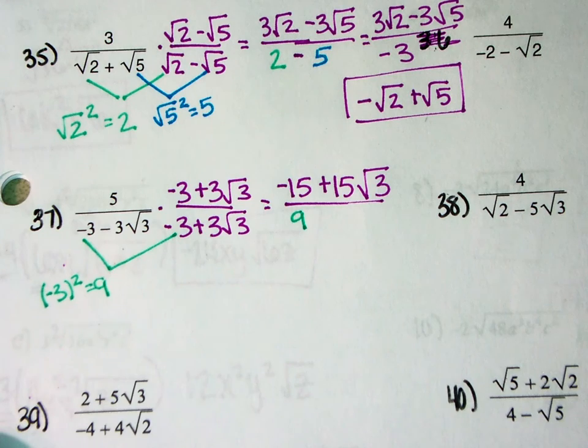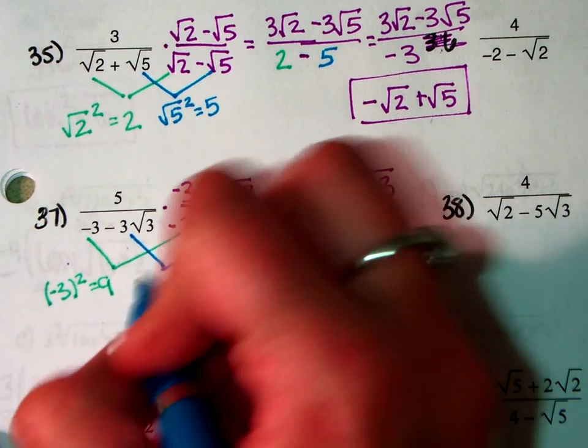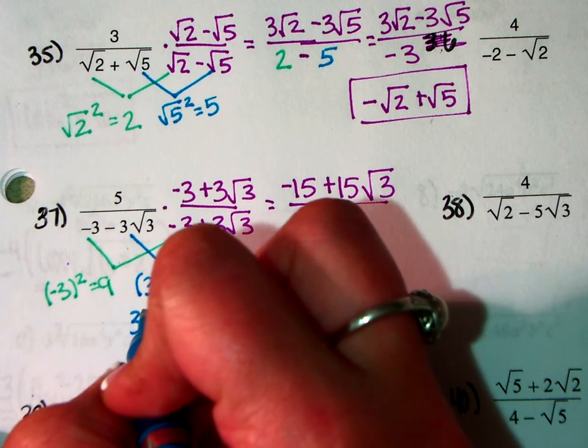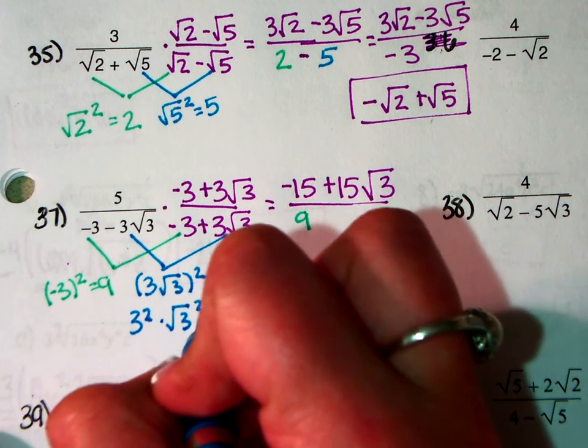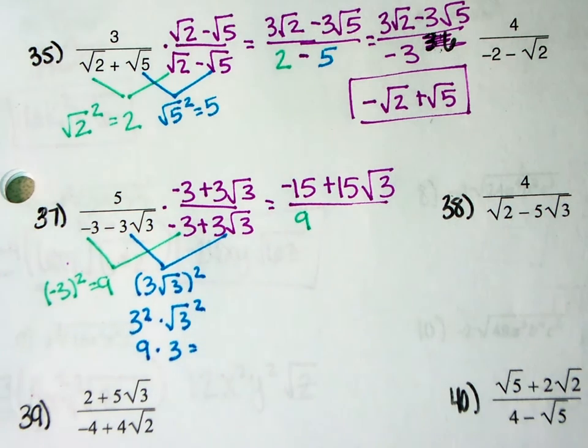Where it gets a little tricky is the value in front of the square root here, but the math is the same. So it's still 3 square roots of 3 squared. This becomes 3 squared times the square root of 3 squared. 3 squared is 9 times 3. 9 times 3 is 27.